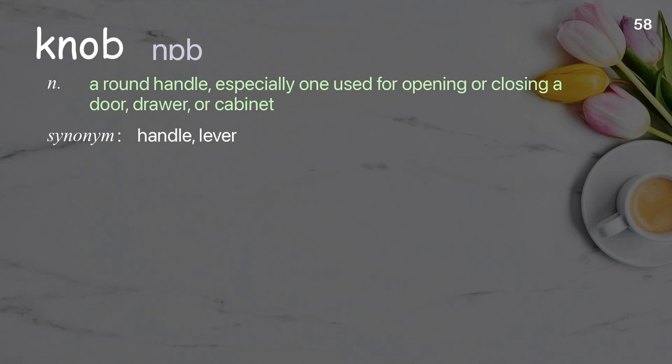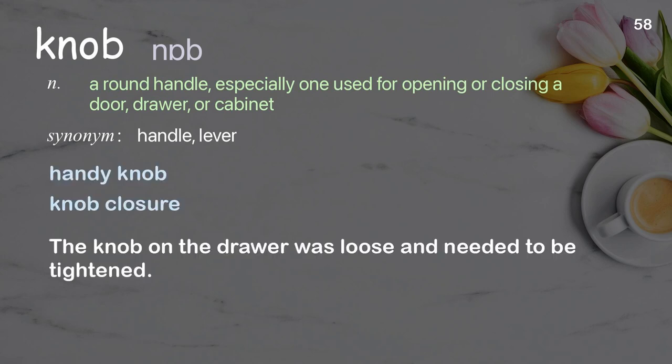Knob: a round handle, especially one used for opening or closing a door, drawer, or cabinet. Examples: handy knob, knob closure. The knob on the drawer was loose and needed to be tightened.